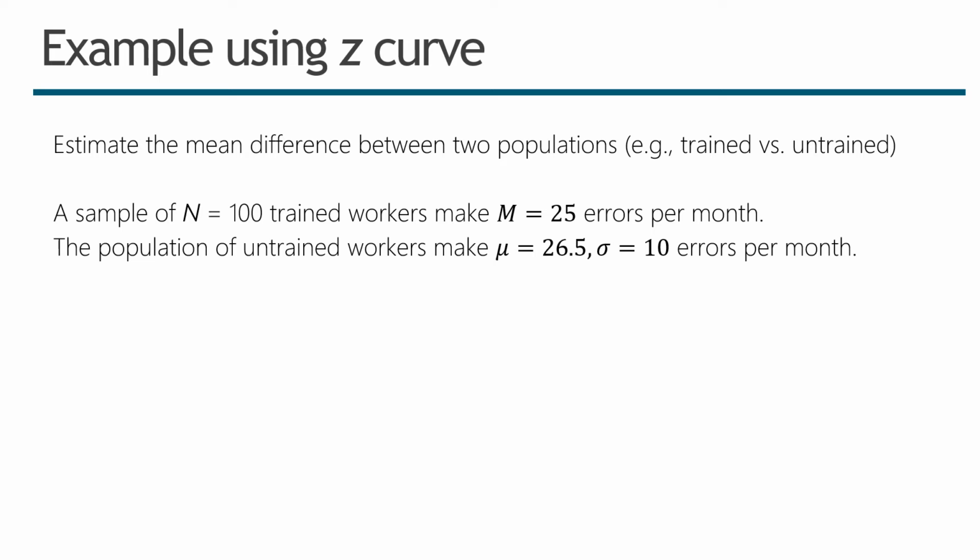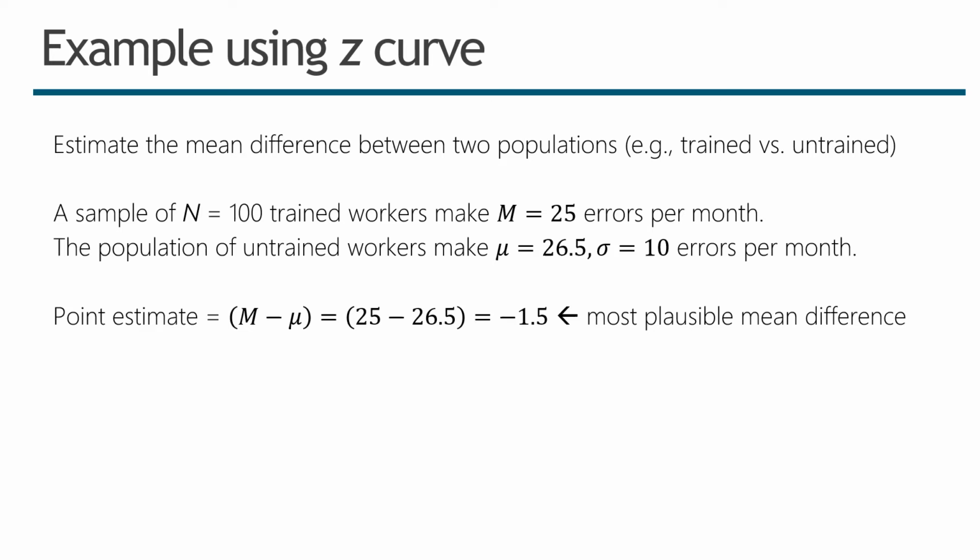We take one sample of 100 trained workers, and they make a sample mean of 25 errors per month. We know that the population of untrained workers make an average of 26.5 errors per month, with a standard deviation of 10 errors per month. We're going to be using a z-curve here because we know the population standard deviation, or sigma.